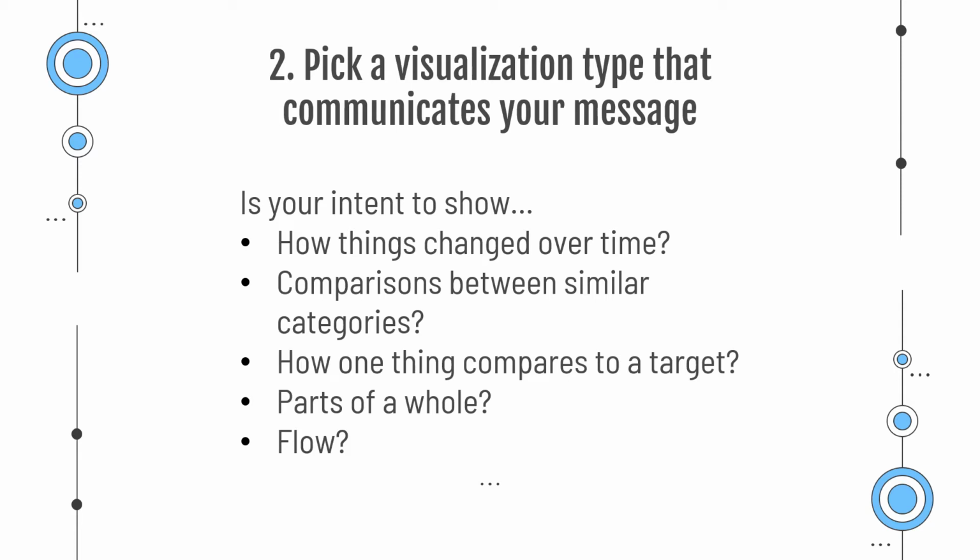Do you want to do comparisons between similar categories? Perhaps you want to show how one thing or metric compares to a target, or are you intending to show parts of a whole? Are you intending to show flow? So perhaps a process with different metrics for each step in a process. So consider what kind of visualization will communicate this key message in the best way.